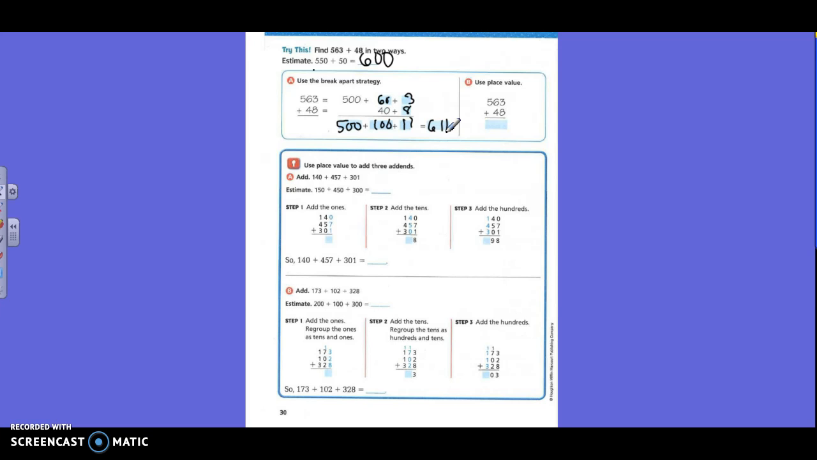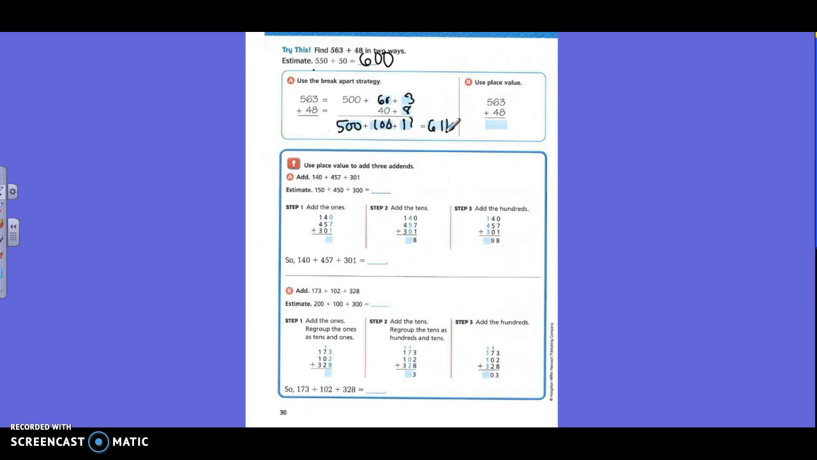Now try it with place value. I want you guys to add this all by yourselves right now. 563 plus 48. Just doing it, stacking and adding. Did you get the same answer? Yes. All right. Read the directions for the bottom part then. Use place value to add.